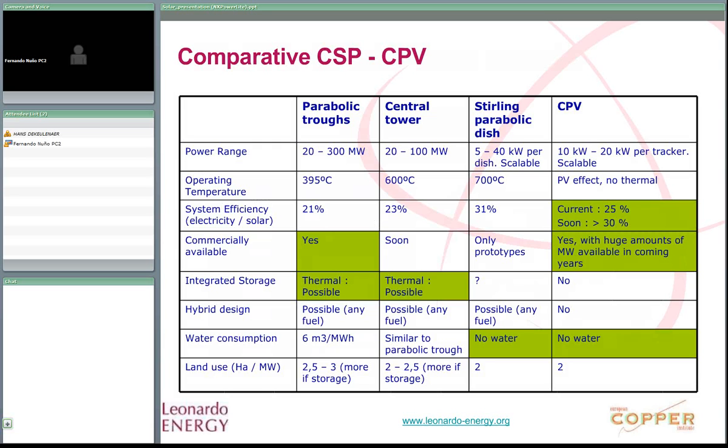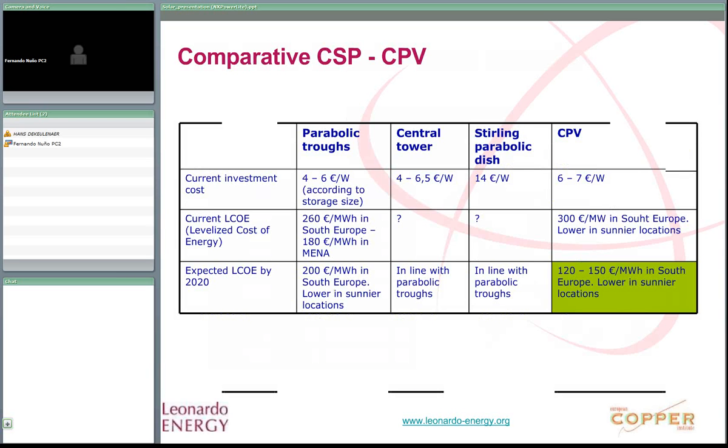For land use in hectares per megawatt, for parabolic troughs it's needed between 2.5 and 3. More will be required if there is storage. This is 2 hectares per megawatt for Stirling and CPV. As for costs, investment cost of parabolic troughs is between 4 and 6 euros per watt according to storage sizes. Central tower is something similar. Stirling parabolic dish is definitely much higher because we are only at prototype scale. CPV is between 6 and 7 euros per watt.